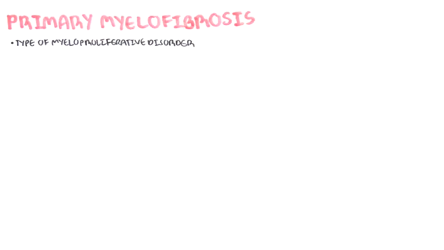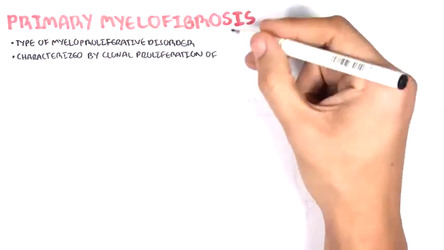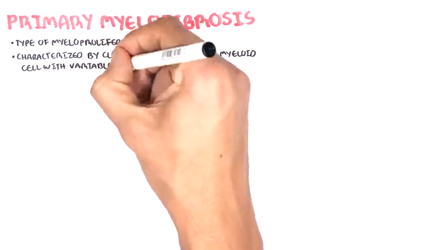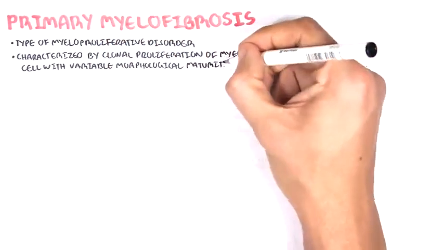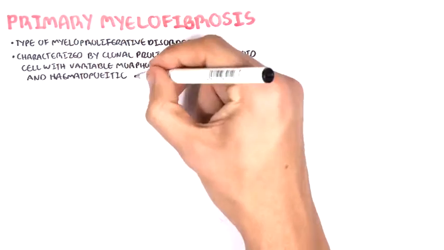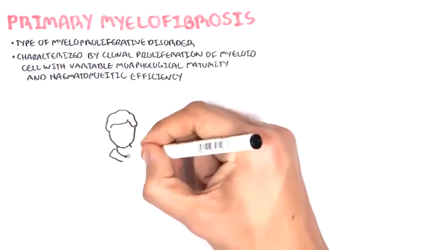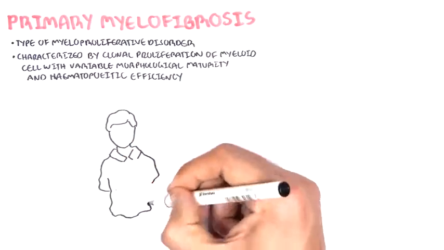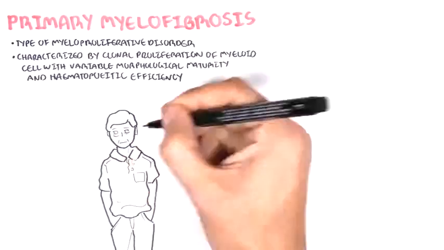So with primary myelofibrosis in particular, it is characterized by clinical proliferation of myeloid cells with variable morphological maturity and hematopoietic efficiency. Let's look at the normal and compare it to primary myelofibrosis.